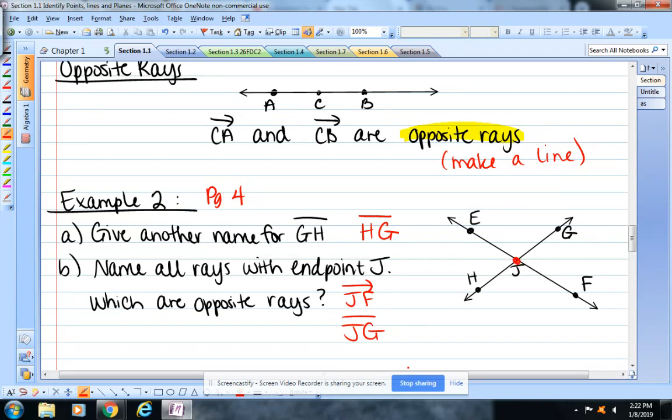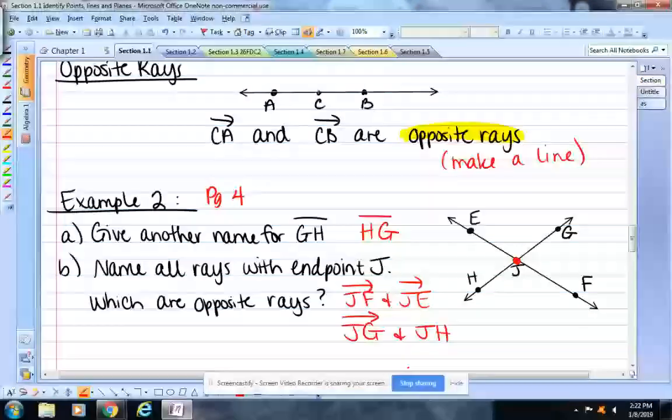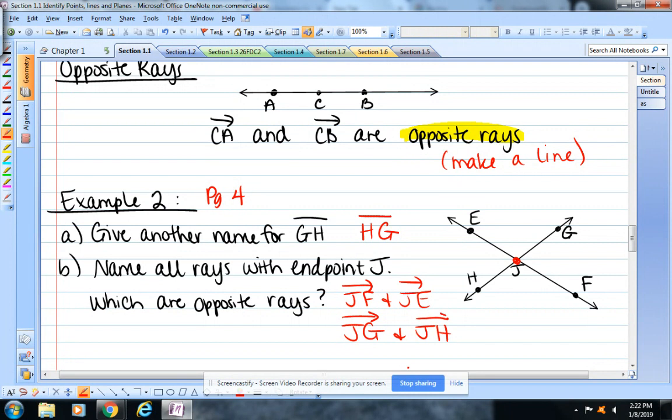Right, because if my point's right there, the opposite of JF is JE, because that makes a line, right? So I'm just going to write it with their opposite ray. And then, I need to put an arrow. And which ray is the opposite ray from JG? JH. So remember, endpoint goes over the J, the arrow goes over the other letter. Because the endpoints are at J. So I wrote them with their opposite ray.